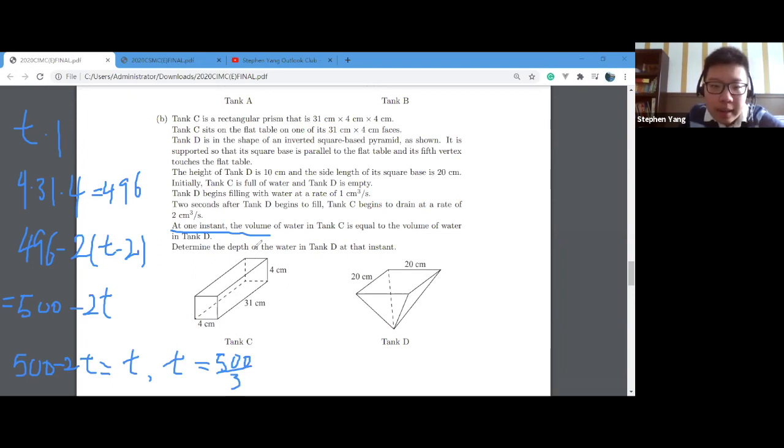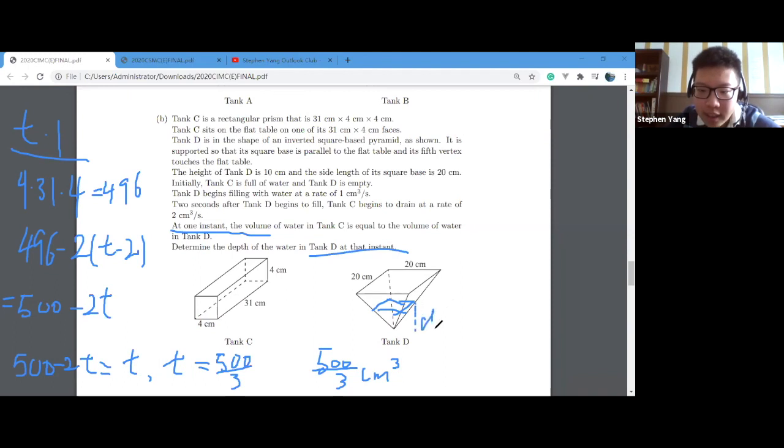So at this time, it wants you to find the depth of water in tank D. There will be T times 1, which means there will be 500 over 3 centimeter cubed amount of water in tank D. And this means that it will fill up to some place, say it will fill up to here. And say the depth is D.